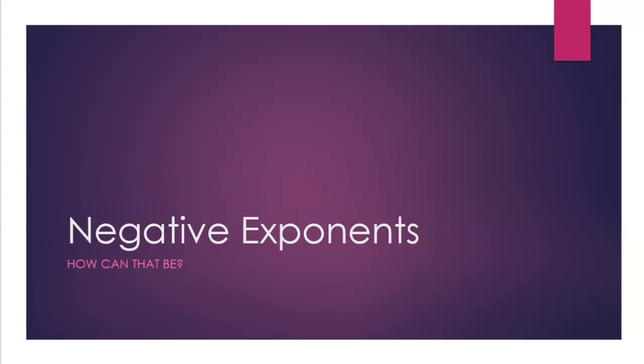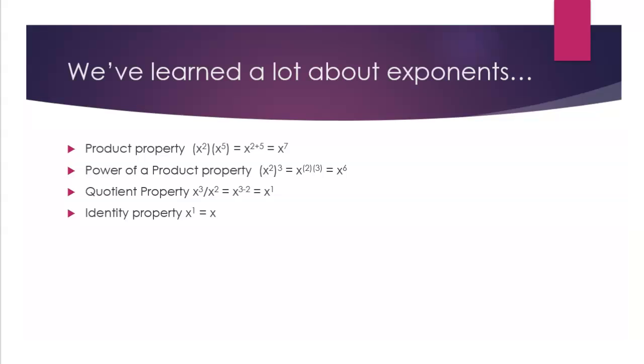Okay, negative exponents. How can that be? What the heck is a negative exponent? So far, we've learned about the product property: as long as they have the same bases, when you're multiplying two terms that have an exponent, you just add the exponents. Right? We've learned about the power of a product property that says if you have a base and then you have two exponents, you multiply the exponents.